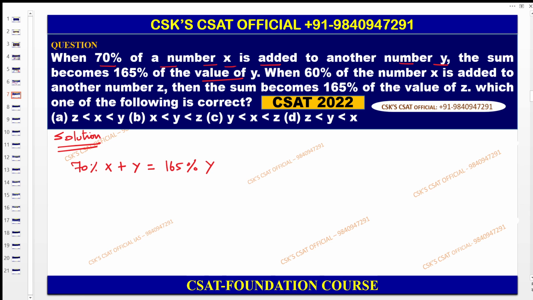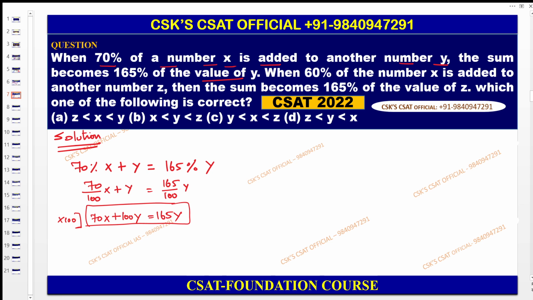Rearrange this one. 70 by 100 x plus y is equal to 165 by 100 of y. So multiply throughout the equation with 100, since the denominator is eliminated, or else take the LCM and then cancel, that is also fine. Now 70x plus 100y is equal to 165y. Since we have multiplied through by 100, the 100 gets cancelled.